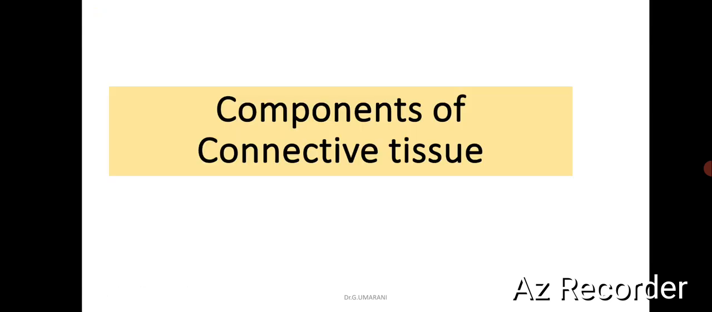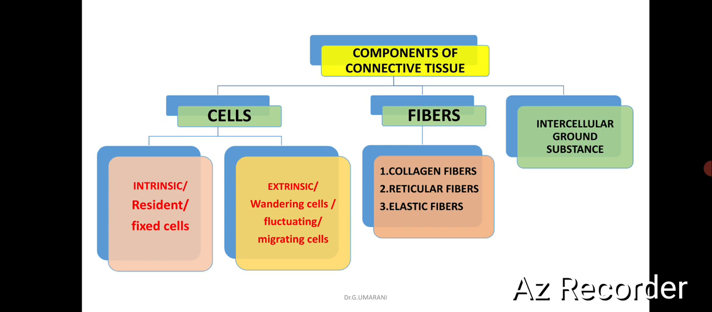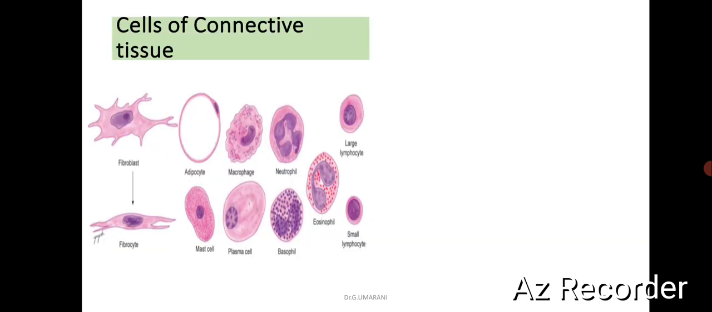So now coming to components of connective tissue. The components of connective tissue are divided into cells, fibers and intercellular ground substance. Under the cells, it is grouped as intrinsic cells and extrinsic cells. The fibers of connective tissue are collagen fibers, reticular fibers and elastic fibers.